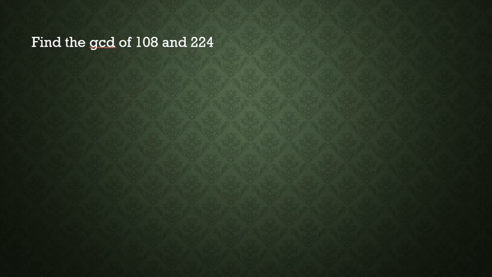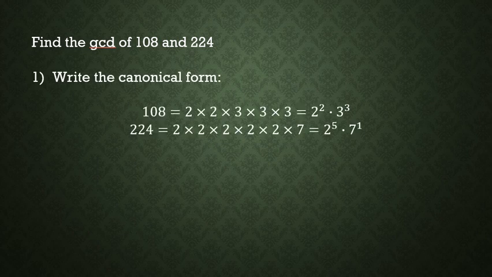All right, let's see if your answer was correct. So the canonical forms for these two numbers: 108 is 2 times 2 times 3 times 3 times 3. That is 2 squared times 3 cubed. And then 224 is 2 times 2 times 2 times 2 times 2 times 7. And that is 2 to the power of 5 times 7 to the power of 1.